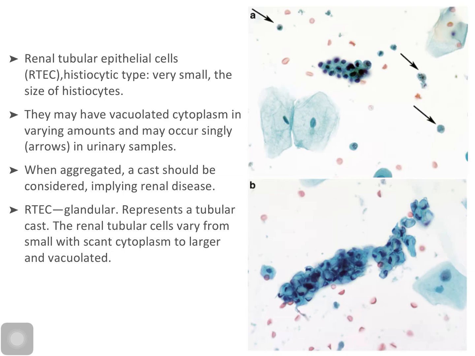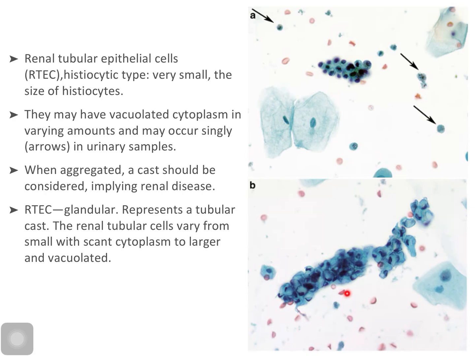Renal tubular epithelial cells, there are two types, that is histiocytic type and glandular type. The histiocytic type, here the cells are very small and they have the size of histiocytes. They may have vacuolated cytoplasm in varying amounts and may occur singly. They are scattered singly, here we can see. When aggregated, a cast should be considered, implying renal disease.